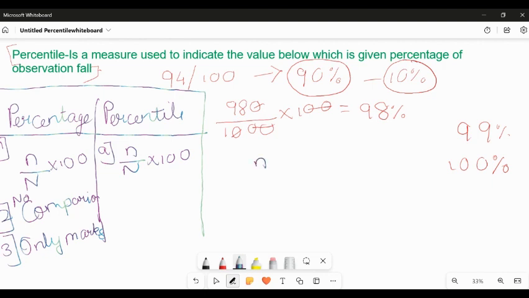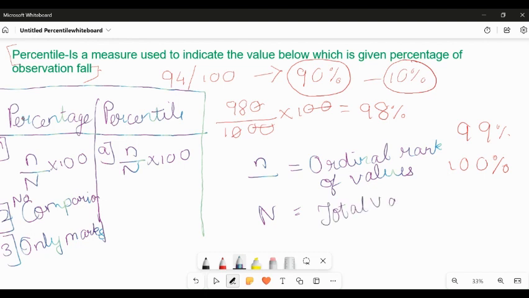The small n that I have written in percentile says the ordinal rank of the value. I will be explaining with examples, even doing it in coding also, but just remember that the n values I'm using in percentage and percentile are different. Here, small n is the ordinal rank of values, and the capital N is the total values in the data set.